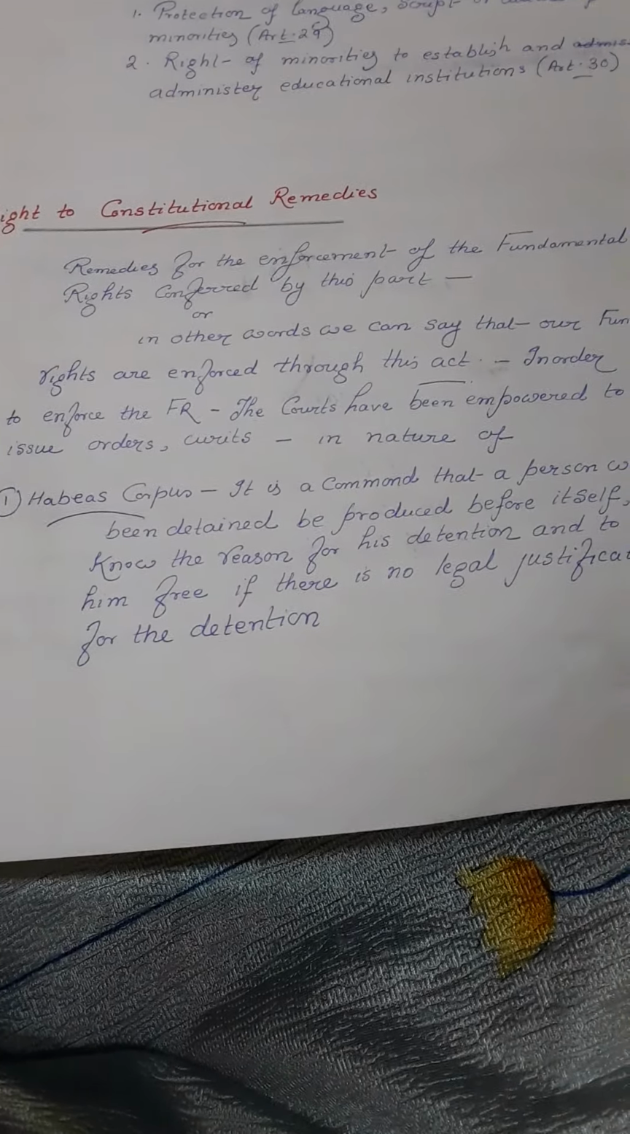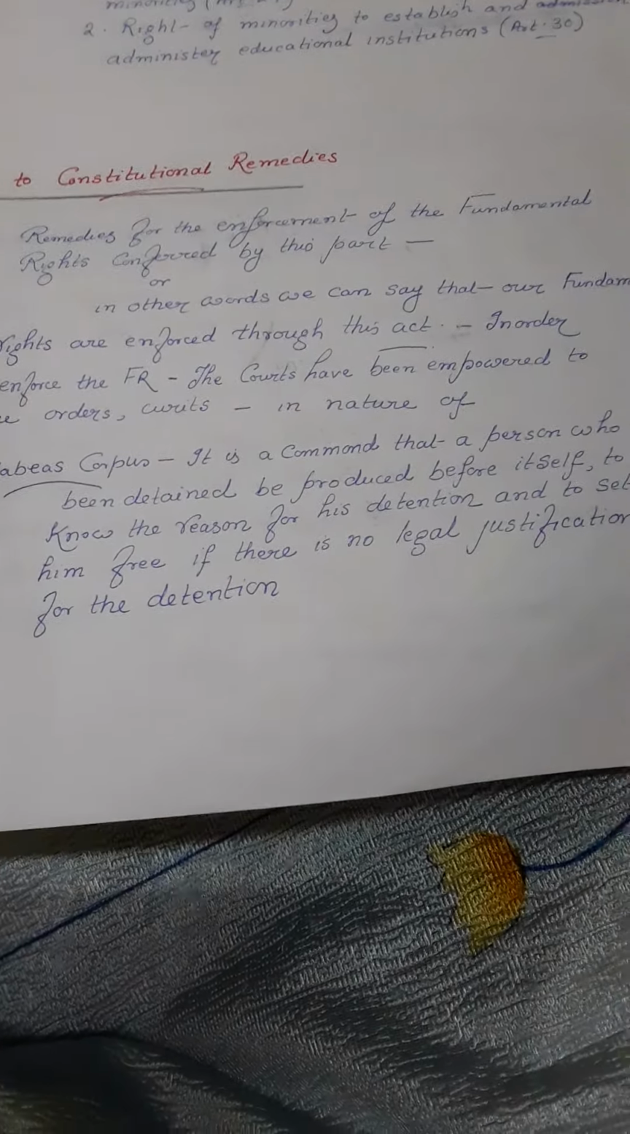Okay, now a few writs are there. First one, the writ of habeas corpus. That means if any person has been detained, now he should be produced before the court, with the live body. That means it is a command that a person who has been detained be produced before it to know the reason for his detention. So if anyone is arrested, now he should know the reason for his arrest, and he should be produced in front of the court within 24 hours so that he can give his justifications.